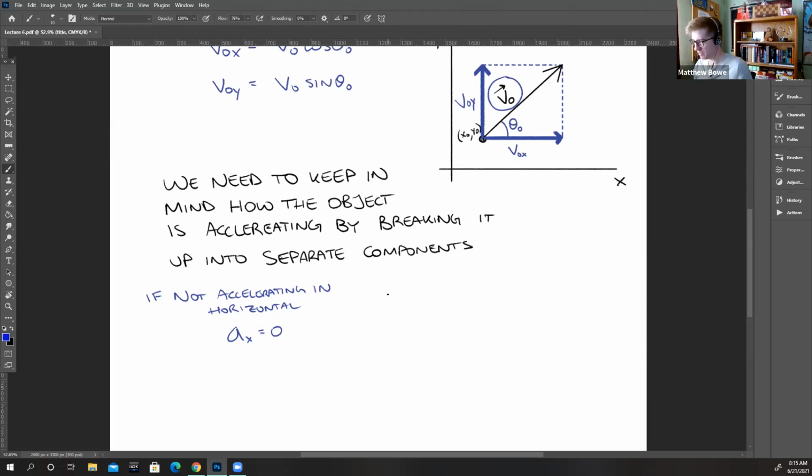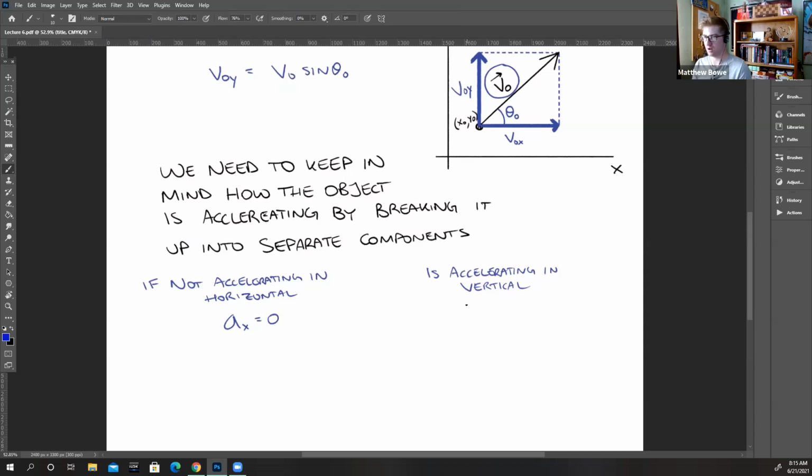Unless stated otherwise, a projectile is accelerating in the vertical direction. Assuming we're on Earth with Earth's own gravity, the acceleration in the y, or vertical direction, is minus g. We might have already gotten into factoring in gravity in some of our problems on the homework.